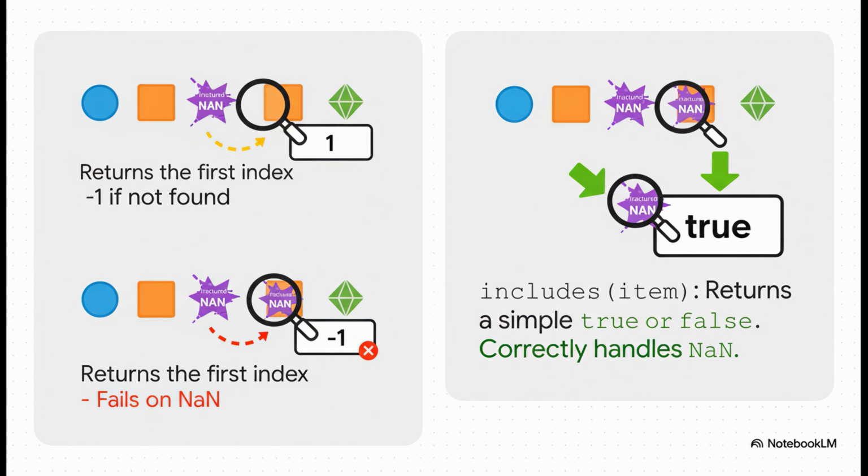So for a simple check, is this thing in my array, you've got two main options: indexOf and includes. indexOf is older. It'll give you the numeric position of an item, or a -1 if it's not there. Includes is more modern and honestly usually more useful. It just gives you a straight up true or false. But here's the real kicker. Includes correctly handles NaN, or not a number, while indexOf just fails. That little detail can save you from some really tricky bugs down the road.